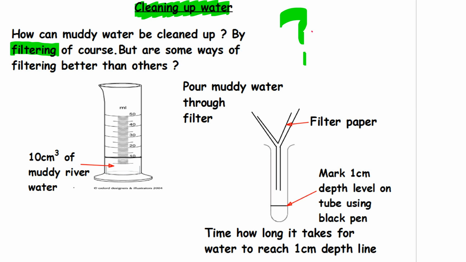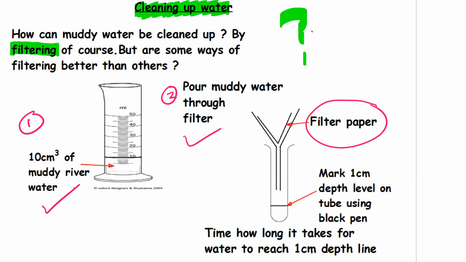So what are we going to do? Well, number one, we're going to take 10 centimeters cubed of muddy river water. And then, number two, pour the muddy water through a filter. Now, one way that we could do it is to pass it through filter paper. So we'll take our muddy river water and put it through a filtering system. One type of filtering system is just filter paper.